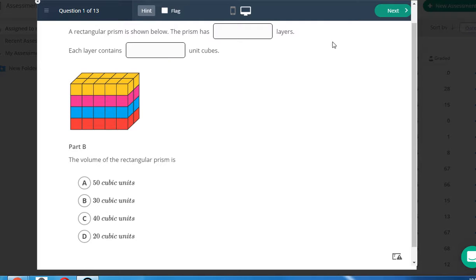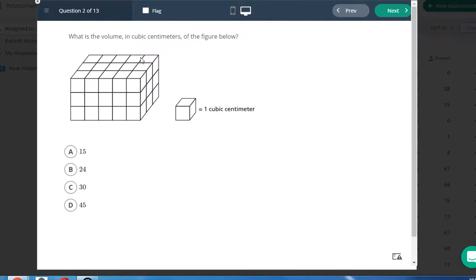All right, moving along to the next question. Okay. What is the volume in cubic centimeters of the figure? Each one has 1 cubic centimeter, okay? So, here we go. We know that this is a distance of 5. This is a distance of 3. And this is a distance of 3, okay?